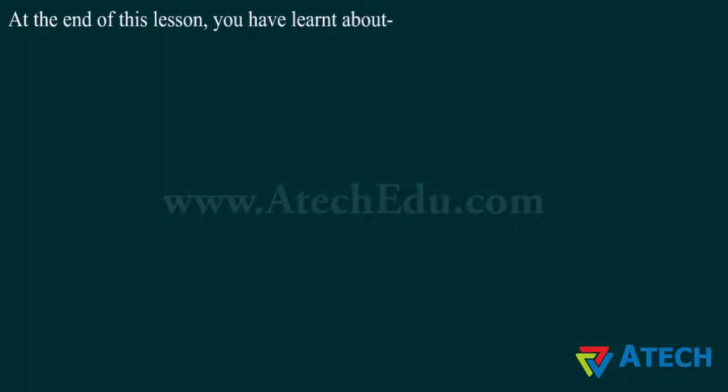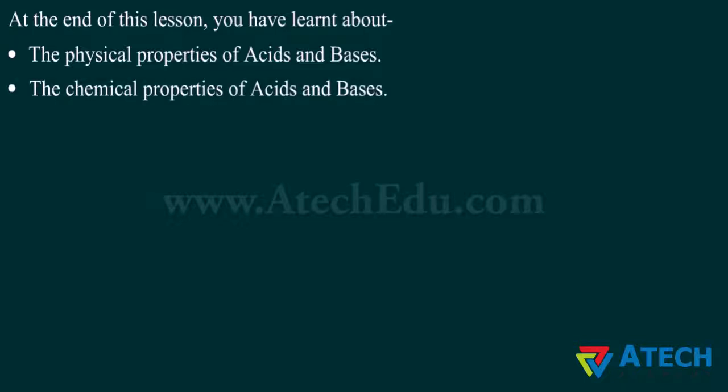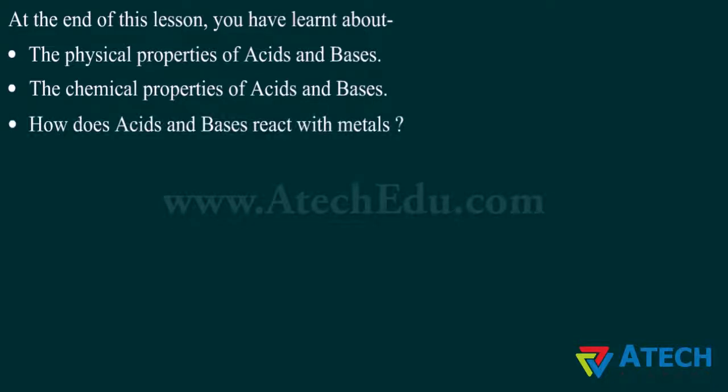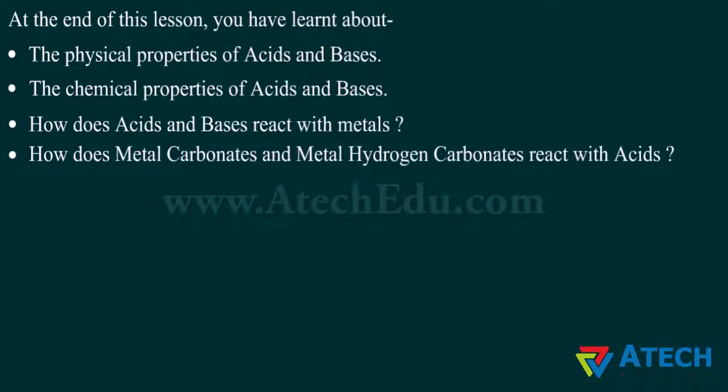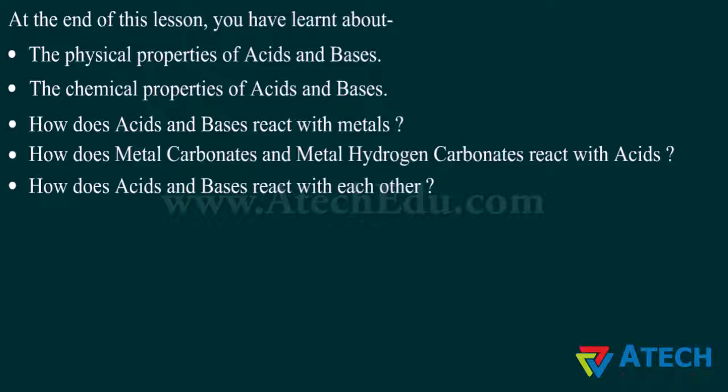At the end of this lesson, you have learnt about the physical properties of acids and bases, the chemical properties of acids and bases. How do acids and bases react with metals? How do metal carbonates and metal hydrogen carbonates react with acids? How do acids and bases react with each other? And the reaction of metallic oxides with acids.